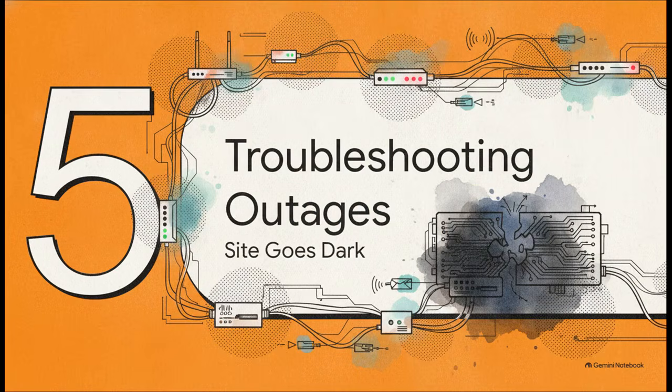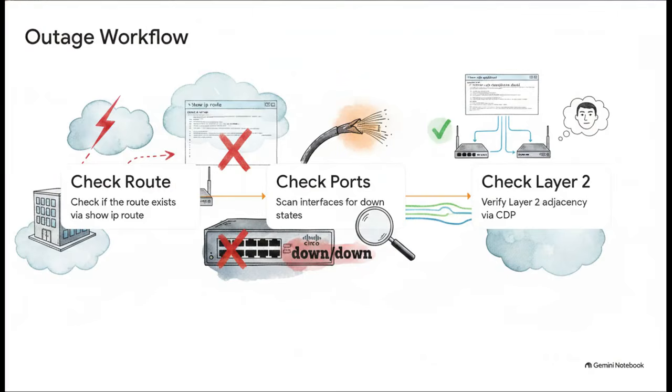And finally, Section 5, Troubleshooting Network Outages: When the Remote Site Goes Dark. This is the moment every single engineer dreads, right? But honestly, it's where you earn your paycheck. A remote branch just drops offline. Whatever you do, don't guess. Follow the workflow. Step 1, show IP route.